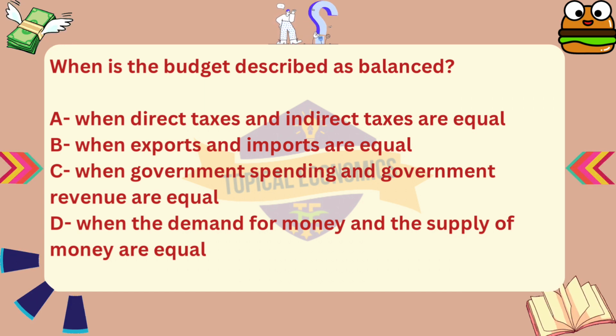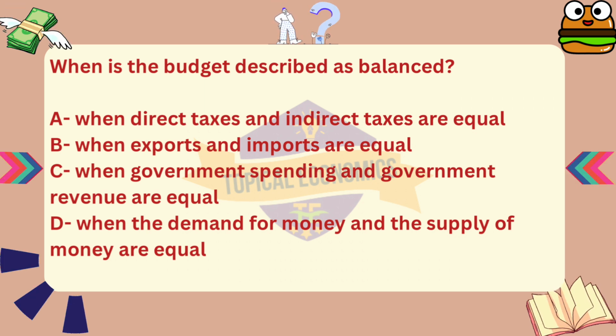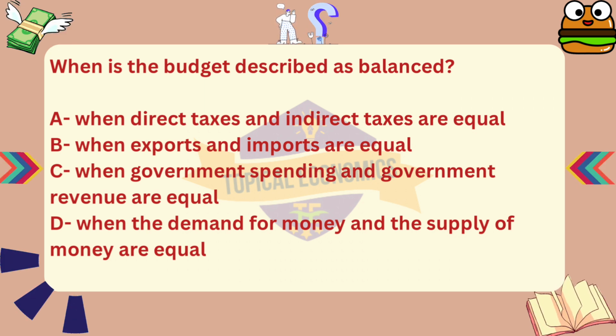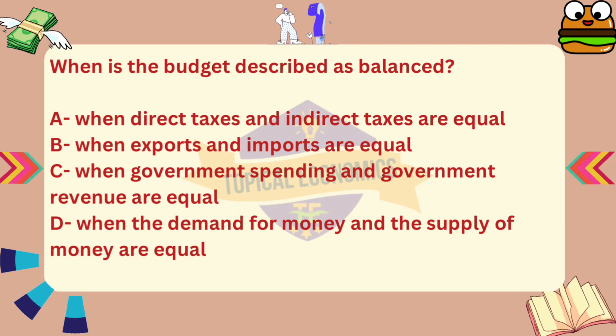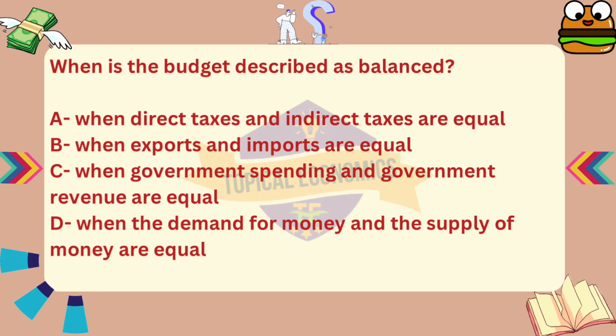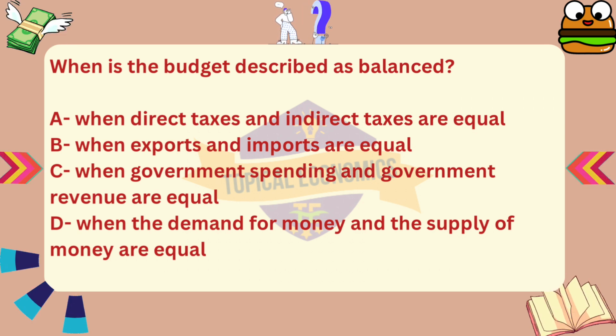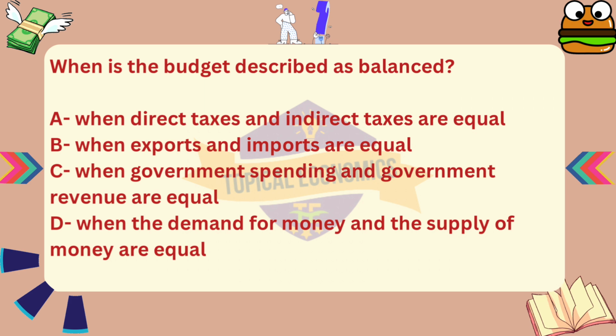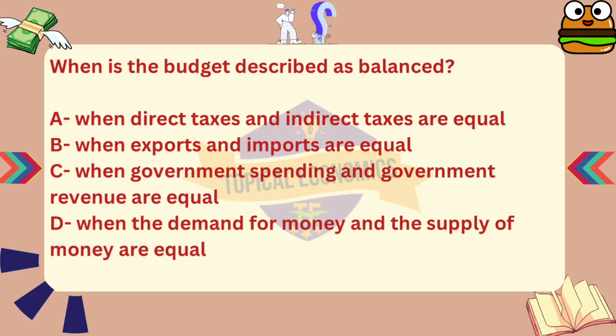A balanced budget occurs when the government's total spending is equal to its total revenue, such as taxes. This means that the government is not borrowing money, and it is neither running a surplus, where revenue exceeds spending, nor a deficit, where spending exceeds revenue. The balance in the budget reflects fiscal equilibrium, where the government's income and expenditure are aligned.